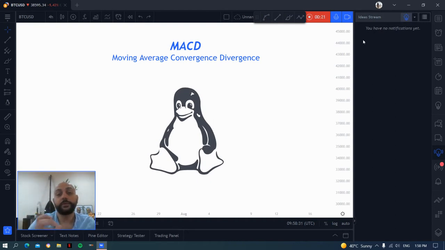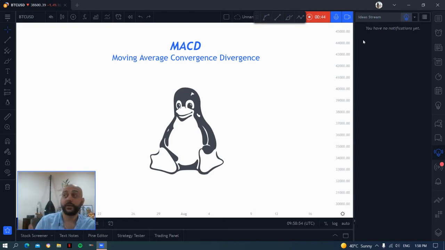So, trend following basically means when the trend is going up, the MACD is going up. When the trend is going down, then the MACD is going down. It's very simple. Momentum indicators are basically technical tools that allow us to measure the strength or weakness of the price action movement. So it basically shows us the movement of the market. Simple as that.